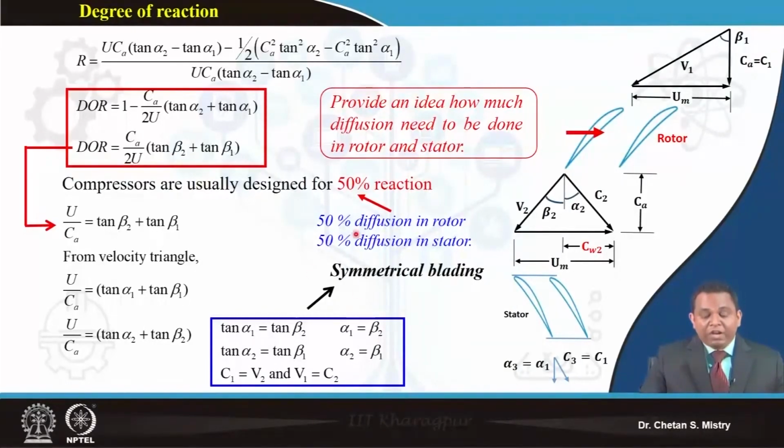If this is the configuration, we call it symmetrical blading. We will see what we mean by symmetrical blading. When my degree of reaction is 50%, it implies that 50% of the diffusion is happening in my rotor, and the remaining 50% is happening in my stator. Okay, and this gives us an idea of how good the diffusion is within my passage.